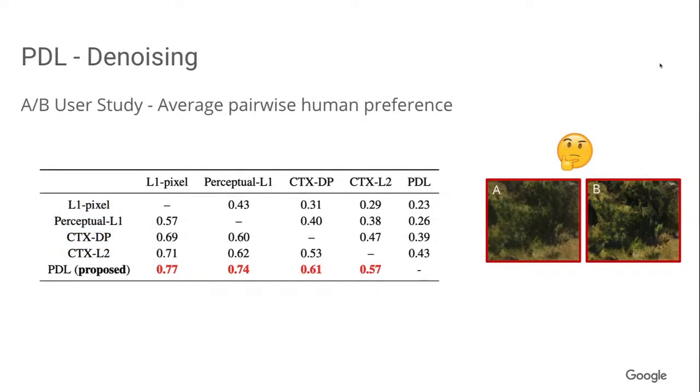We validated our findings by running a user study where human subjects are asked to choose between one of two images in terms of perceived image quality. Overall, PDL outperforms the other compared models, showing the largest difference with respect to the non-perceptual pixel loss and the closest difference with respect to the contextual loss.